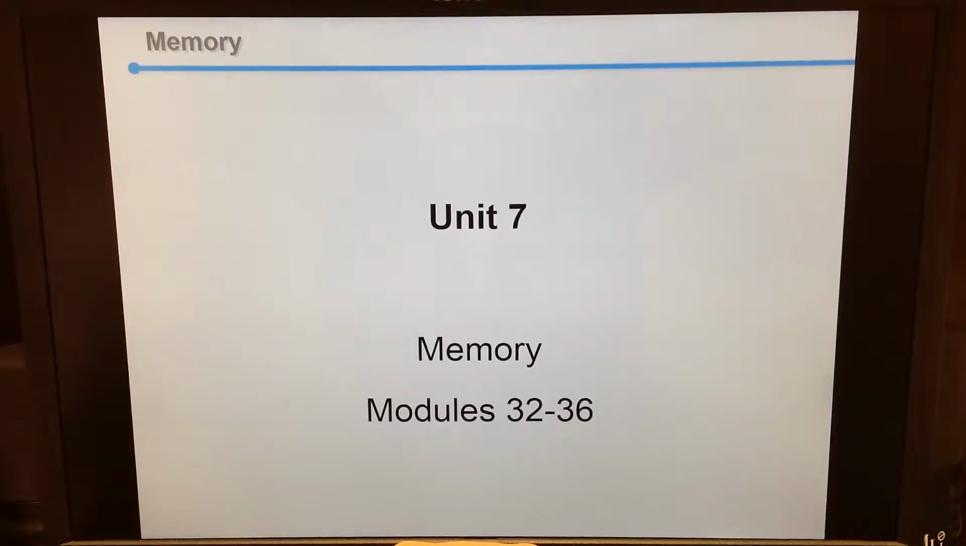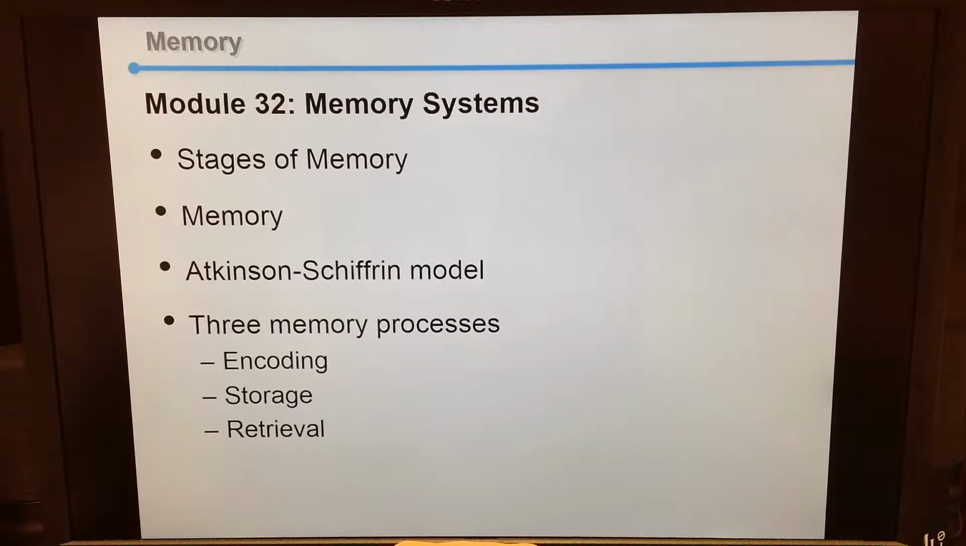Unit 7, Module 32. We're going to start with memory. First, we need to begin with the stages of memory. Those three stages of memory are going to be sensory memory, short-term memory, and long-term memory. And if I had to guess, most of you are pretty familiar with short-term memory and long-term memory, but maybe not so familiar with sensory memory. And we'll get to those in just a moment.